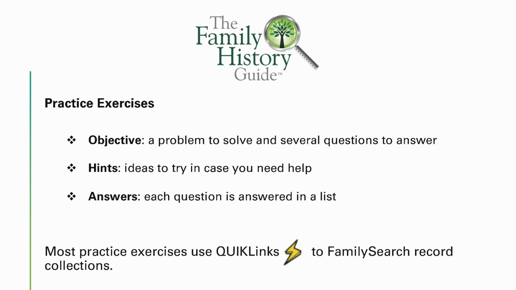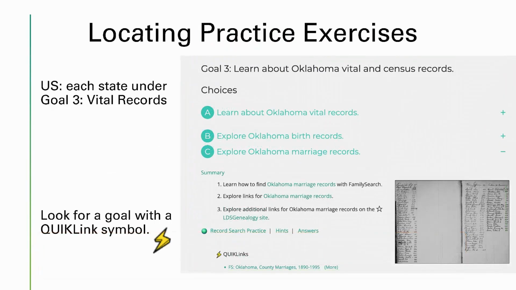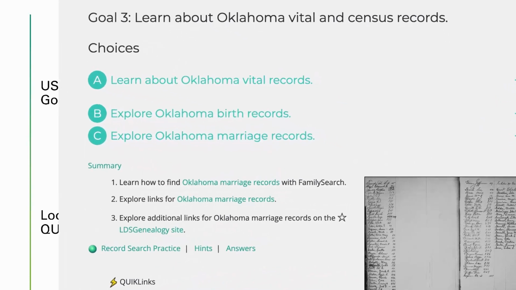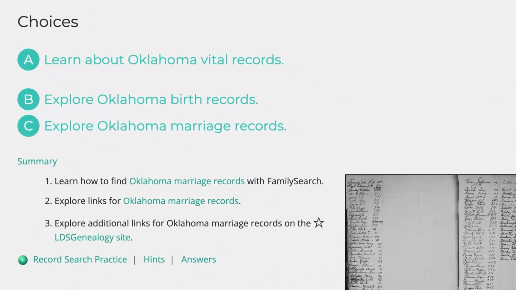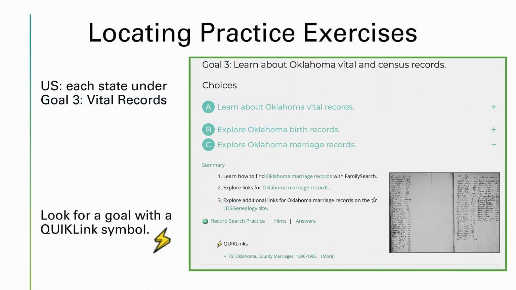Most practice exercises use quick links to FamilySearch record collections. There is a green, blue, or brown circle next to the practice exercise link. This indicates beginning, intermediate, or advanced level exercises. You find these exercises in the Family History Guide.